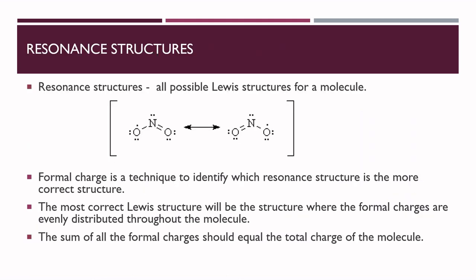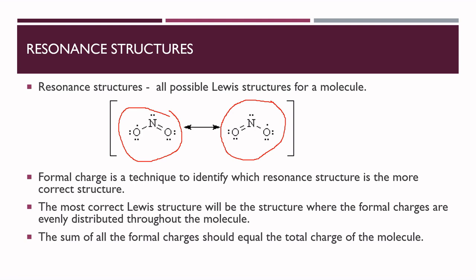Now we take a look at resonance structures. When we draw a chemical symbol or Lewis dot structure, there is also a phenomenon that we call resonance structure. Resonance structure represents all possible Lewis structures for a molecule. For example, here NO2 can either be drawn this way or this way. One of the oxygens can be interchanged. One is a double bond and one is a single bond.